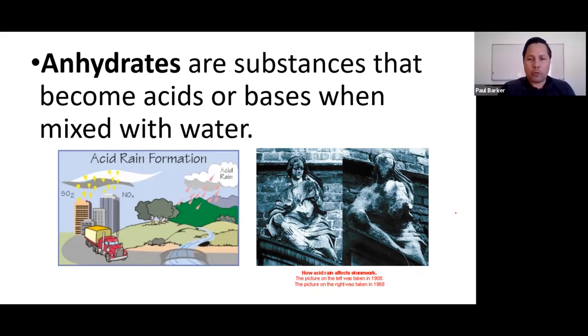In the picture on the right, you can see the effects that acid rain has on structures, particularly stones. The picture on the left-hand side was taken in 1908, and the picture on the right is 60 years later, 1968, and you can see the effects that acid rain has had on this statue, to the point where you can no longer see the features.